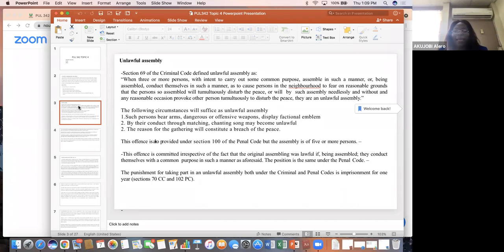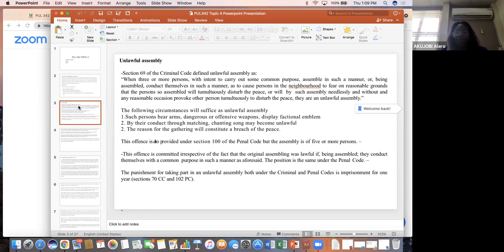So when they are gathered in a particular place, it's not just their gathering that matters, their conduct also is very important. How have they conducted themselves? If they have conducted themselves in the neighborhood in such a manner that people around are disturbed by their gathering, people around fear their gathering, people around are uncertain of what their gatherings are all about, and being so assembled, they disturb the peace of the place, of course, such assembly will be deemed to be an unlawful assembly.